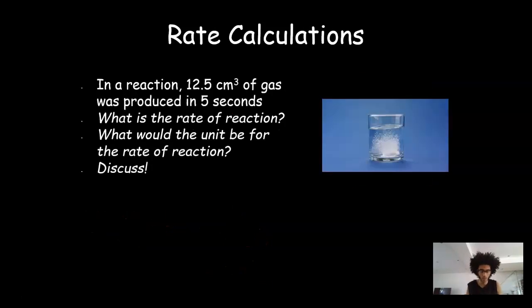Let's take a second example. If I've got this reaction here, it says, in a reaction, 12.5 centimeter cubed of gas was produced in 5 seconds. What's the rate of reaction and what's the unit? So again, I have to write out my equation.